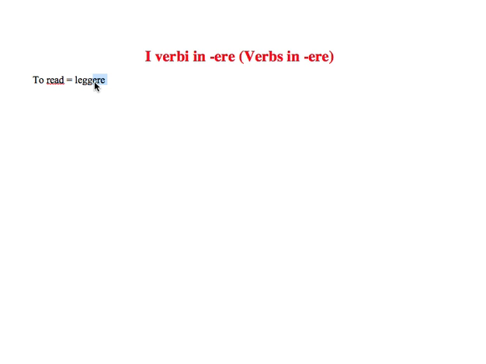Then what you have to do is exactly the same thing that you did working with verbs in -are. You drop the ending of the verb, so at the end you will have the ending and the root. The root is legg, and you add the appropriate ending. So for io you add o, io leggo. For tu you add i, the Italian i, not the English I, so tu leggi.